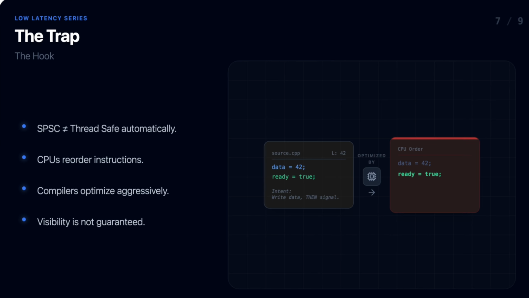Let's discuss CPU reordering. As you can see on the right side, we have a core with two variables, data and ready, where we are trying to write the data and signal that it's ready for consumption. But due to optimizations done by the CPU and compiler, ready can be updated first and then the data is written later on. So in that case, the consumer can still see stale data.